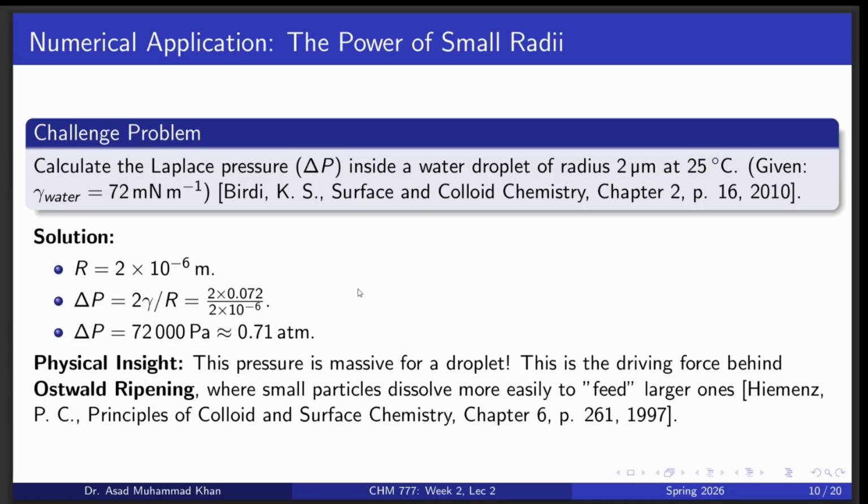सर अगर यूनिट्स चेंज करें तो सर यही आएगा। What it shows is that there is a massive pressure for this small droplet, and this is the driving force behind Ostwald ripening, where small particles dissolve more easily to feed larger ones. ठीक है, अब अगर आप उस demonstration को, if you remember that, then the smaller bubbles were feeding the larger bubbles, and the smaller bubbles were collapsing to form a larger bubble.